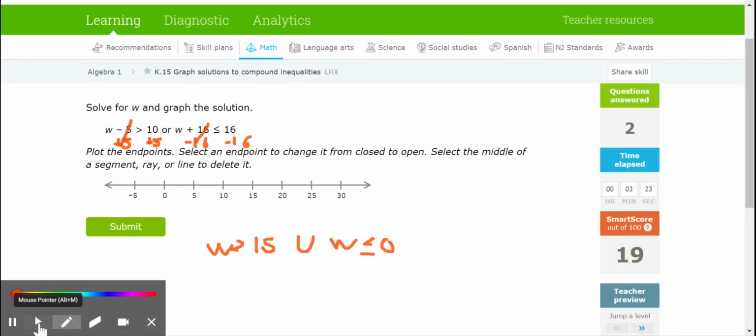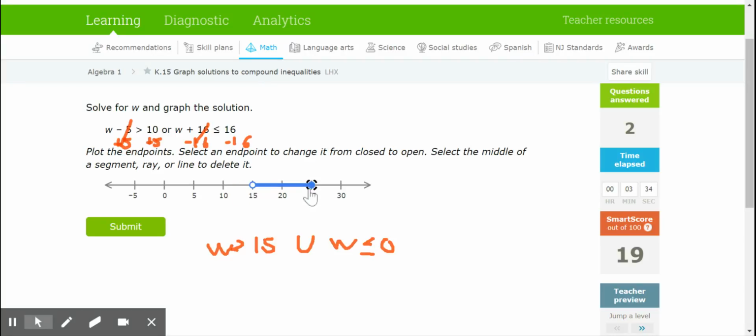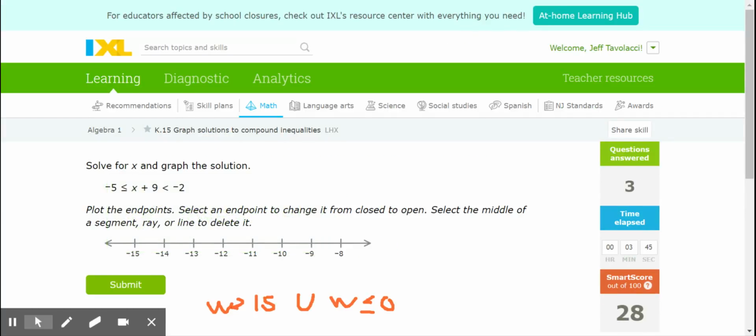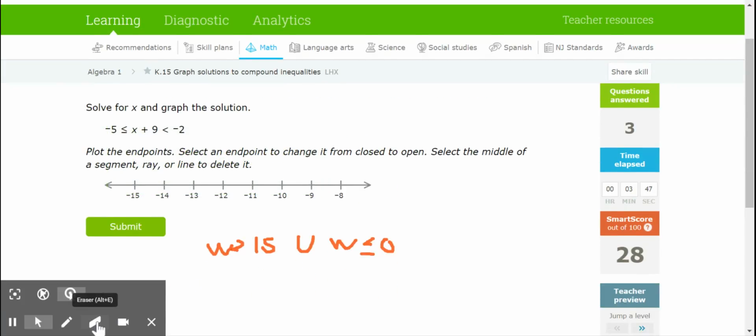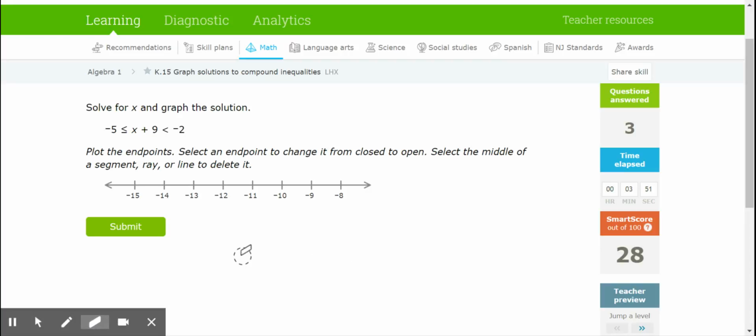Okay, so this needs to get graphed. w is greater than 15, so the boundary is at 15. It is not an equal to, so we're going to undo that, and we want everything greater than that. We also want 0 and everything less than 0. Okay. Again, a conjunction. So this is all connected. It's an implied and statement.